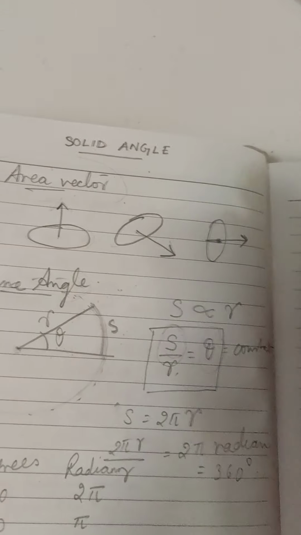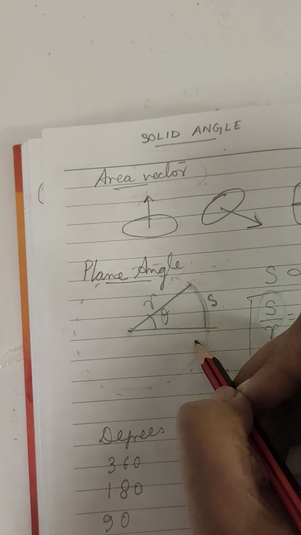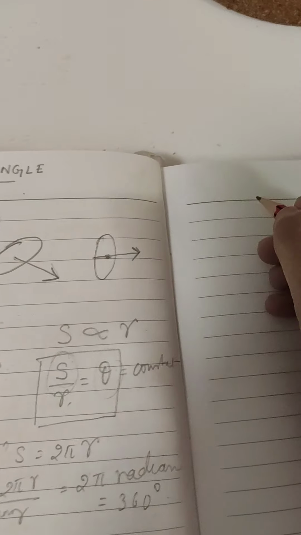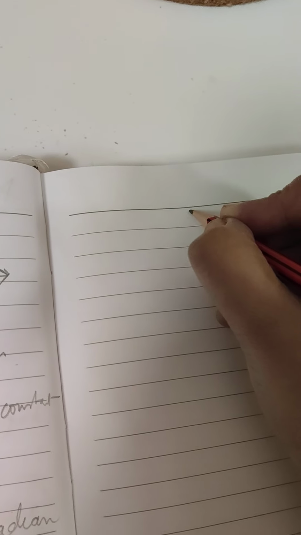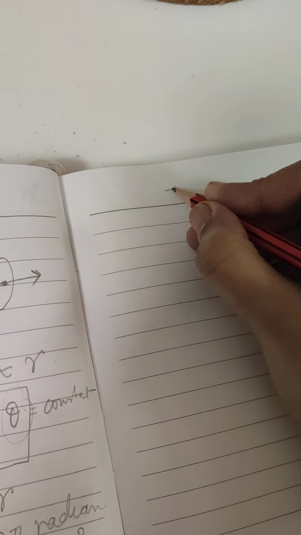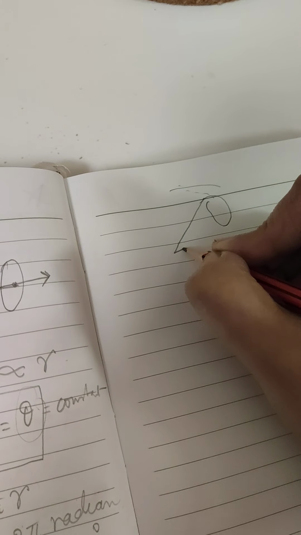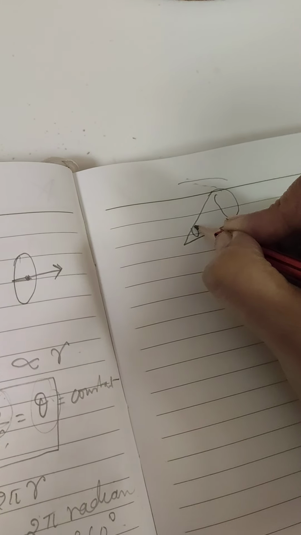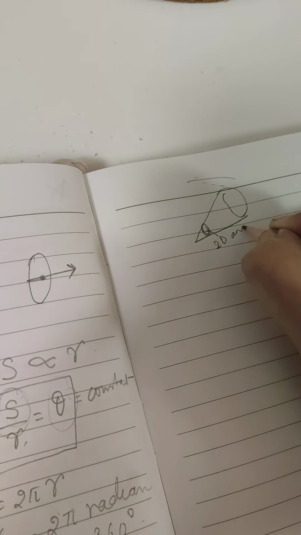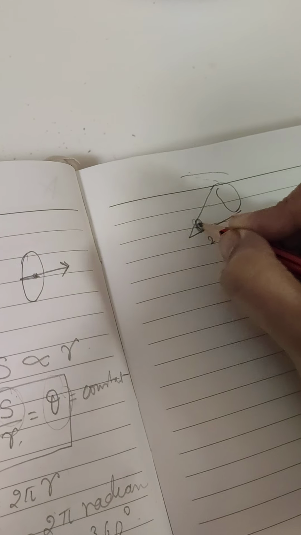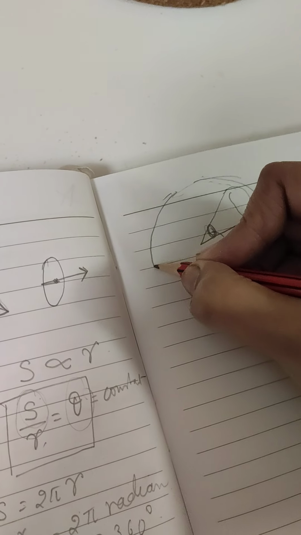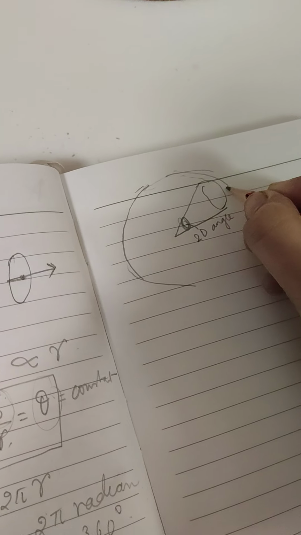Now, coming to solid angle: as the plane angle is the angle subtended by the arc of a circle at its center, the solid angle is the angle subtended by the surface of a sphere at its center. So this is a sphere. The angle subtended by the surface of a sphere at its center is a 2D angle, which means this is an area. That is the solid angle.